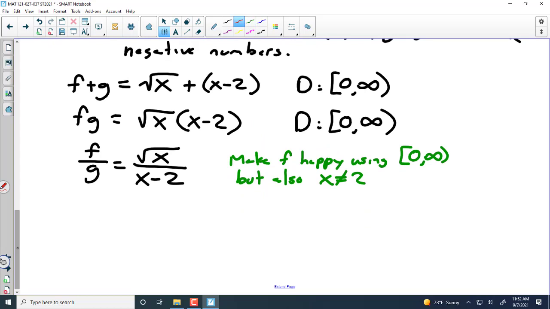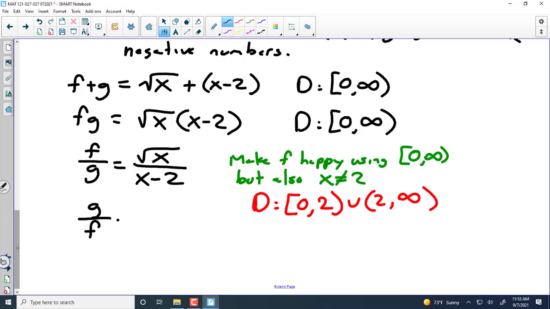So now, the domain looks like this. 0 to, got to jump over the 2, like that. Make the square root happy by not putting anything negative in there, and make the new denominator happy. That wasn't a denominator before, but now is a denominator. So when you divide, you got to make sure that in addition to making the original domains and the original functions happy, you don't divide by 0. This one's tricky.